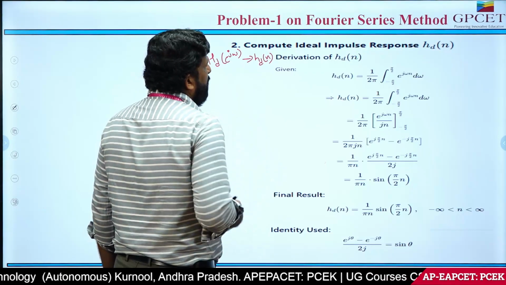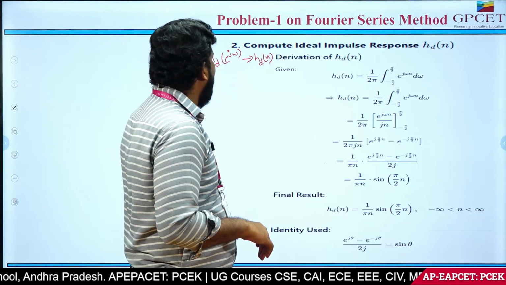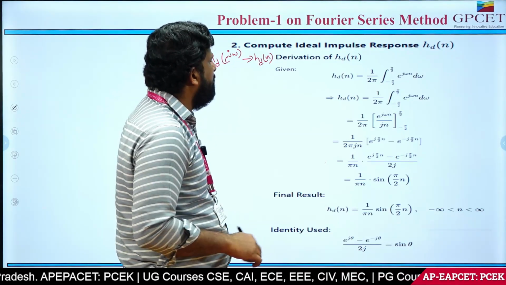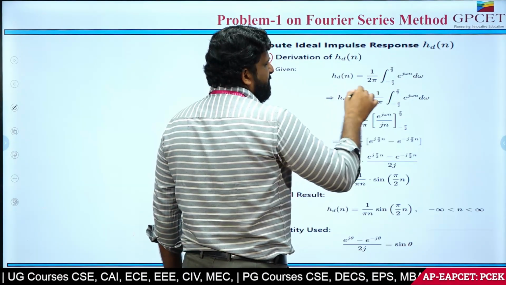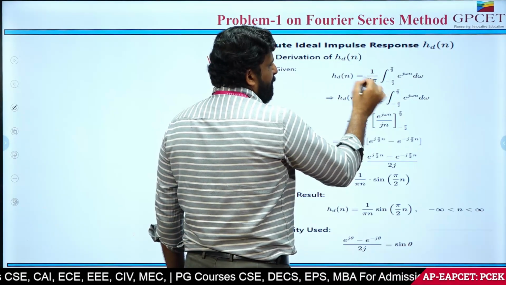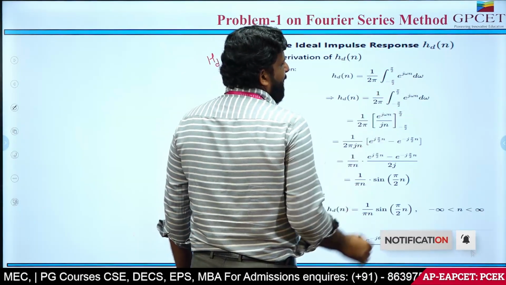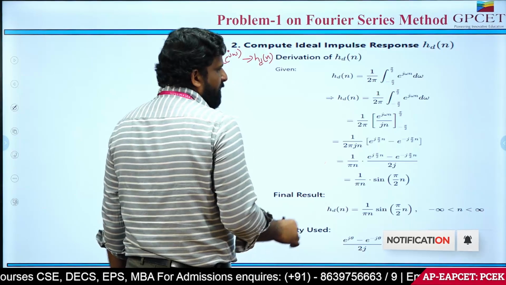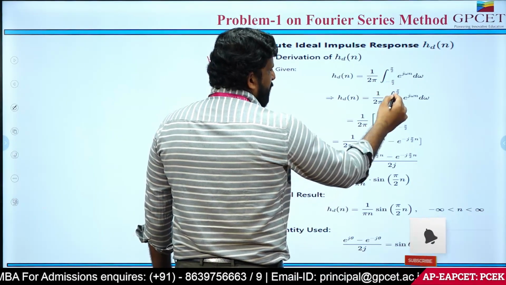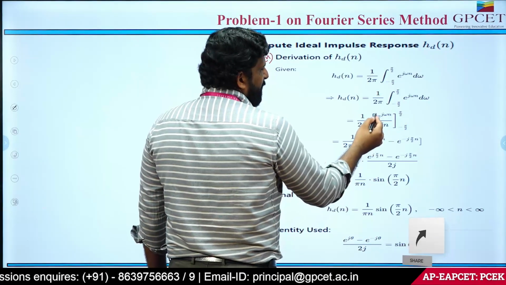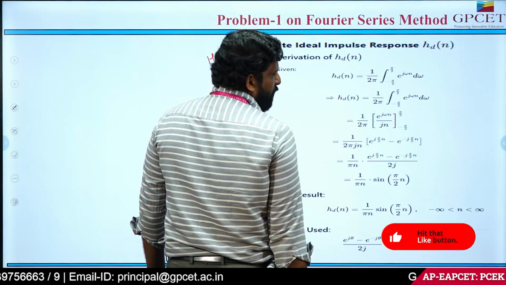So here we are computing the ideal impulse response from the given HD of e power j omega. We know the equation for HD of n: in the first slide we showed that HD of n is equal to 1 by 2 pi integral from minus pi by 2 to pi by 2 of e power j omega n d omega. After doing this integration, it will be 1 by 2 pi times e power j omega n by jn within the limits minus pi by 2 to pi by 2.